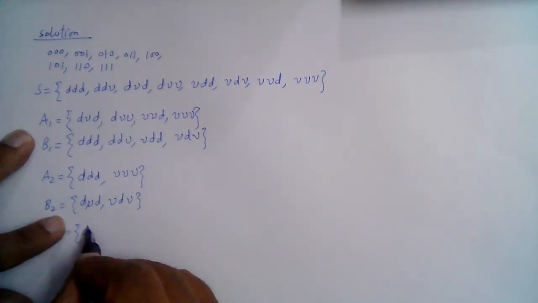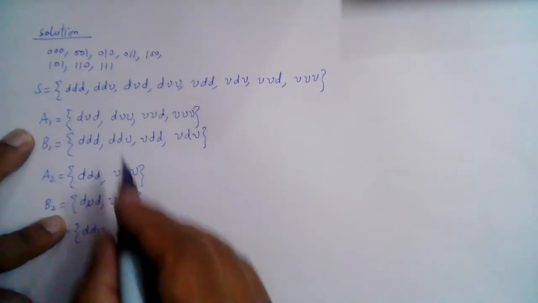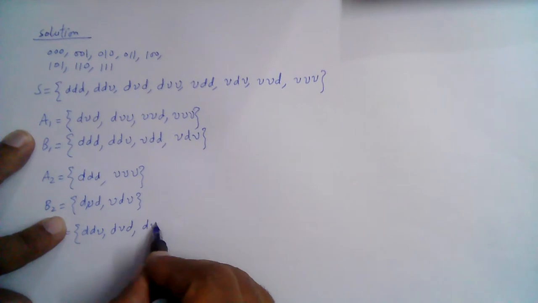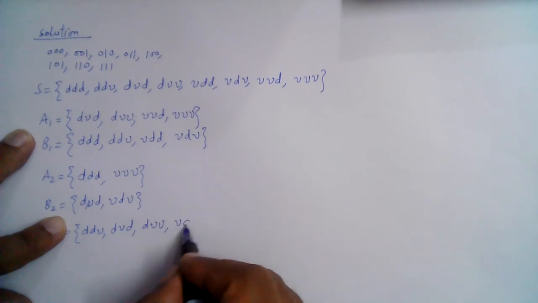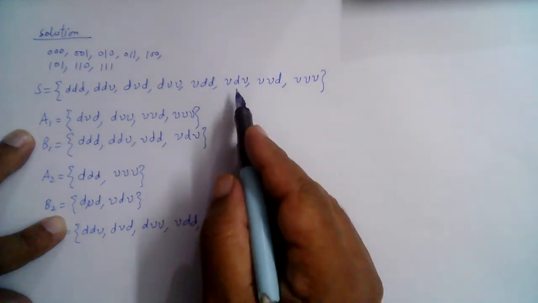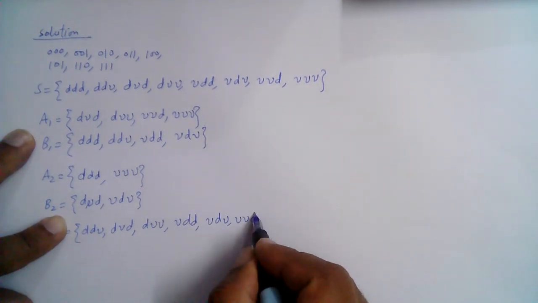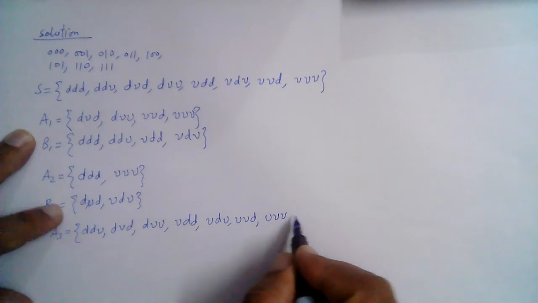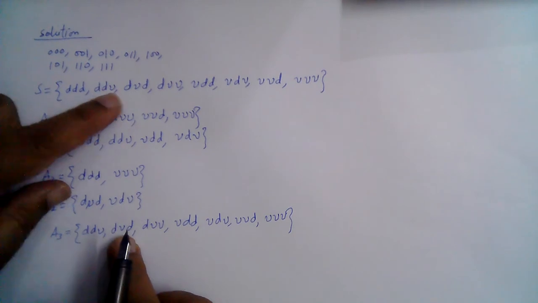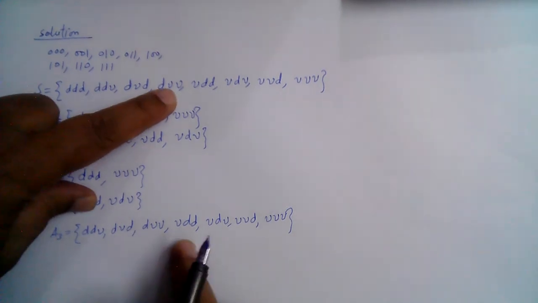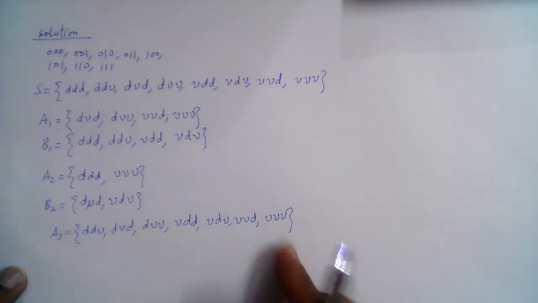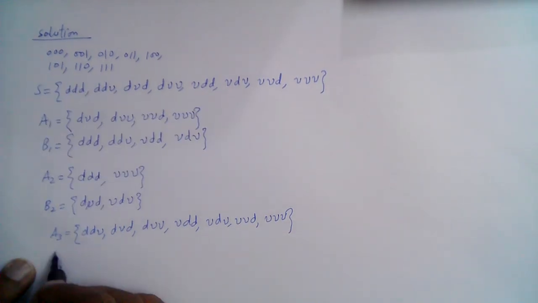So this is DDV from here, then DVD, then DVV, VDD, VDV, VVD, and VVV. So these are the 7 elements: DDV, DVD, DVV, VDD, VDV, VVD, and VVV. So this is event A3.